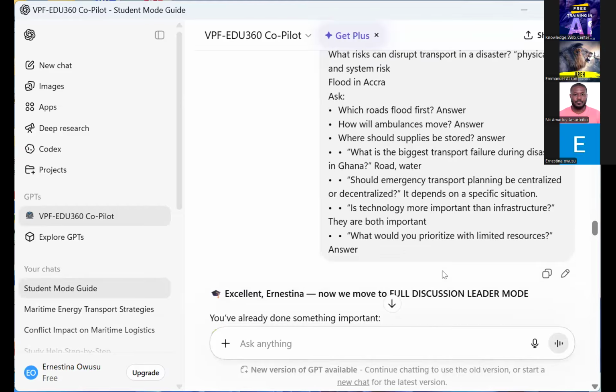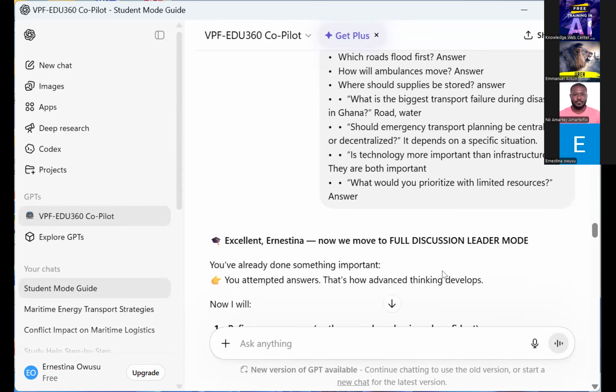So it asks another question, flood in Accra. Which roads flood first? I asked it to answer. How will ambulances move? I asked it to answer. Where should supplies be stored? I asked it to answer. So when it came to what is the biggest transport failure during disaster in Ghana, I answered road, water.